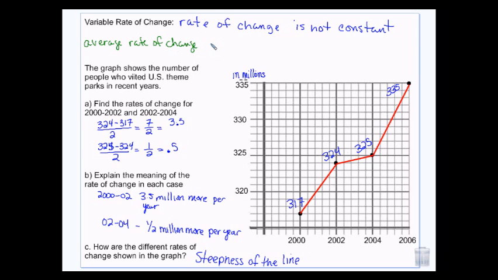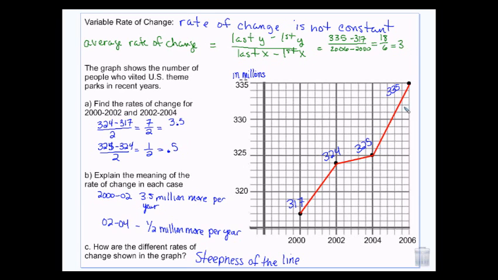To find the average rate of change, you do the last y minus the first y over the last x minus the first x. So in this case, it would be 335 minus 317 over 2006 minus 2000. Okay, 17 to 20 is 3, and then another 15, so 18 over 6. So the average would be 3 million a year.